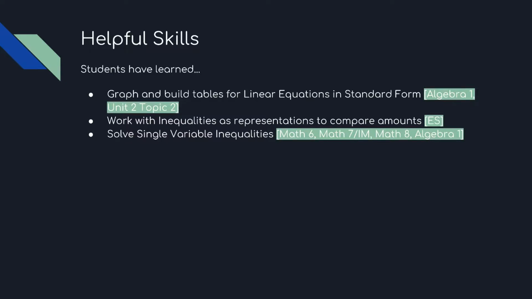Some helpful skills that students have learned. Students have learned to graph and build tables for linear equations in standard form. This is developed in Algebra 1, Unit 2, Topic 2. Students work with inequalities as representations to compare amounts. This is done extensively in elementary school. Students have also learned to solve single variable inequalities. This skill is developed in Math 6, Math 7 or IM, Math 8, and in Unit 1, Topic 2 of Algebra 1.